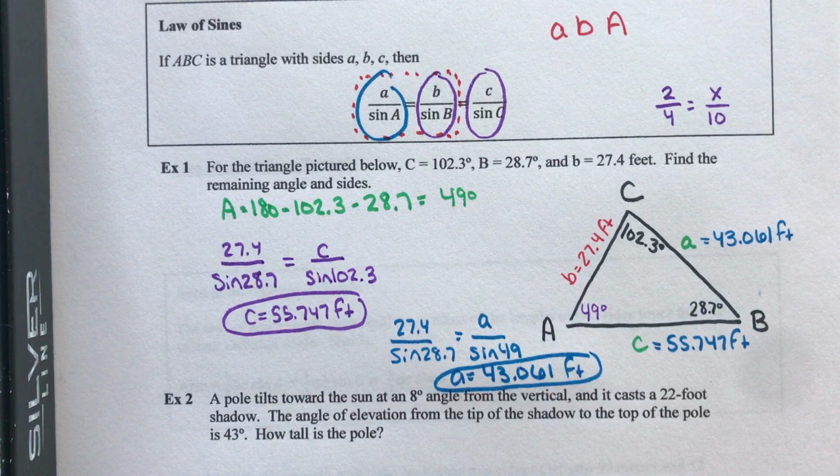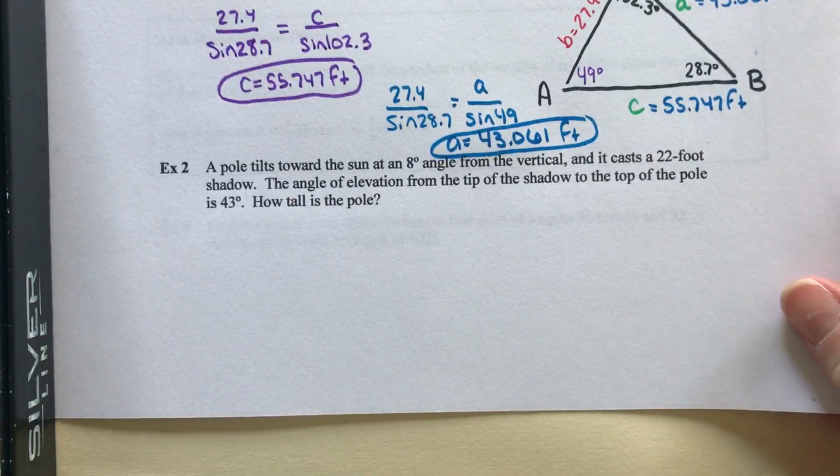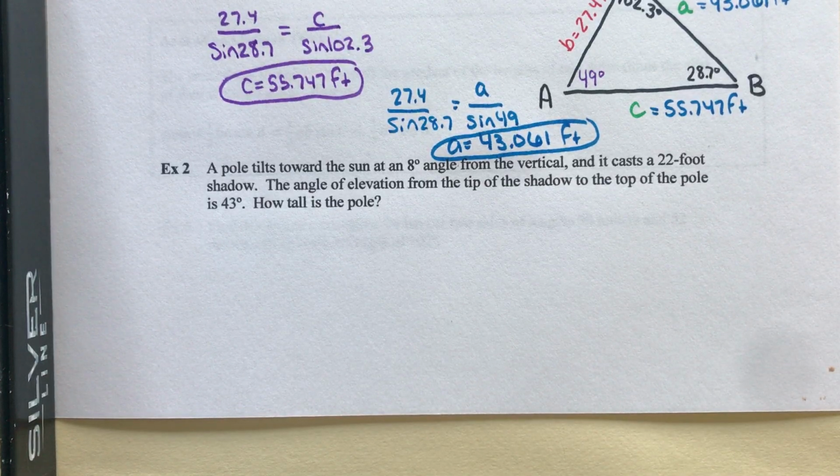Okay, so let's try another one. Number 2. A pole tilts toward the sun at an 8-degree angle from the vertical, and it casts a 22-foot shadow. The angle of elevation from the tip of the shadow to the top of the pole is 43 degrees. How tall is the pole? Okay, so we got to be careful with our drawing because this can be a little tricky.